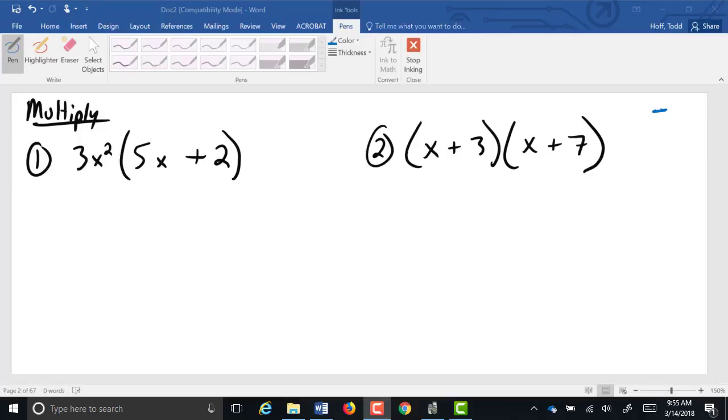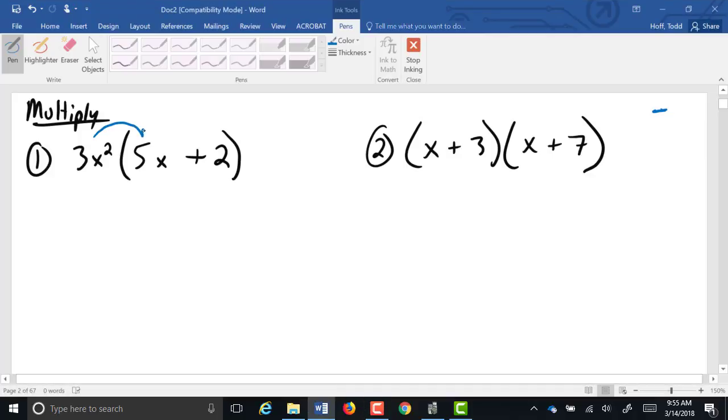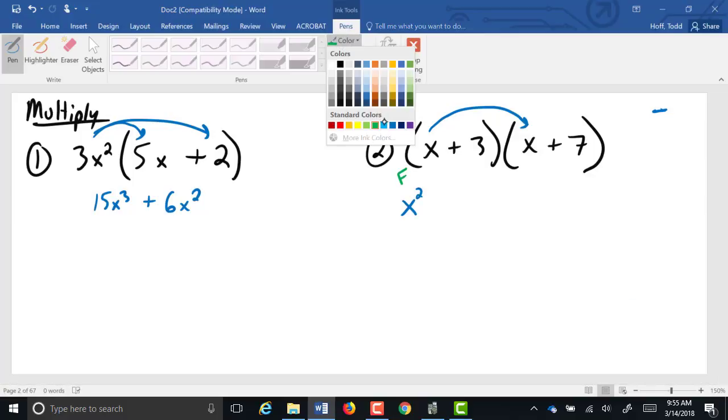Okay, so for the first one, we're just going to distribute. 3x squared times 5x is 15x to the third, and 3x squared times 2 is 6x squared, yes. Over here, we have x times x, x squared. Remember we referred to that as the F in FOIL, the first.